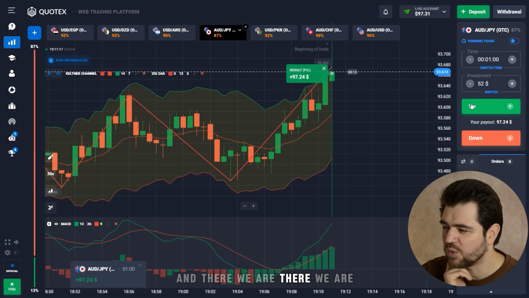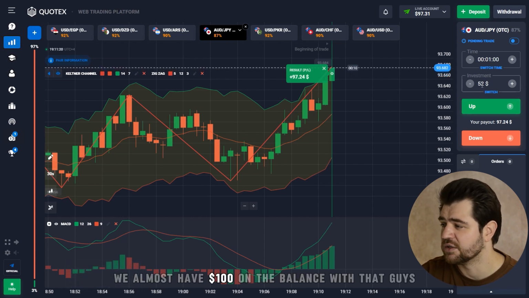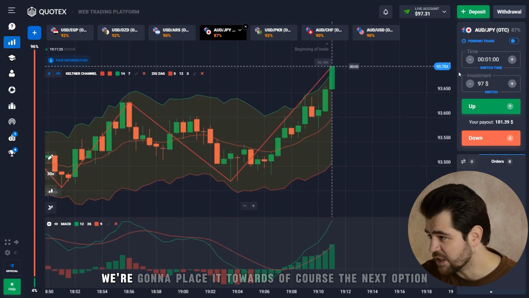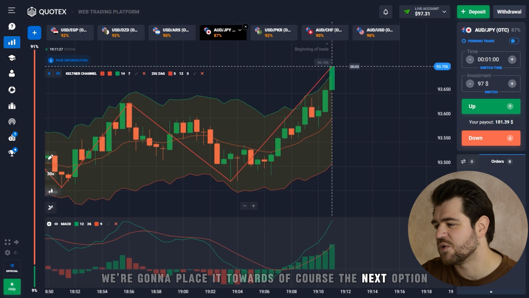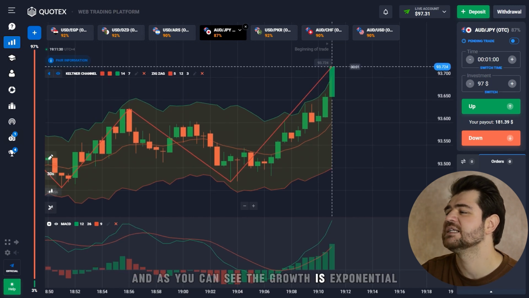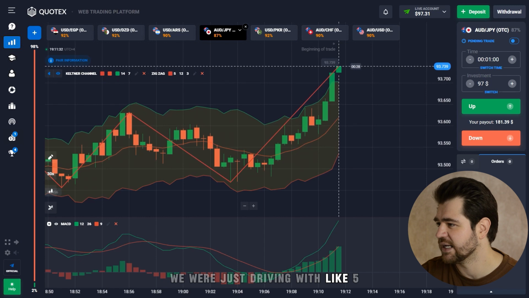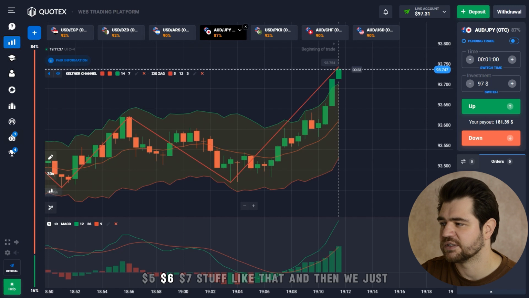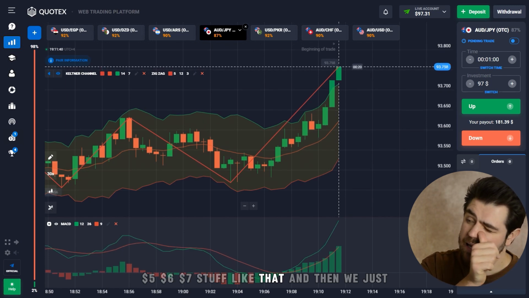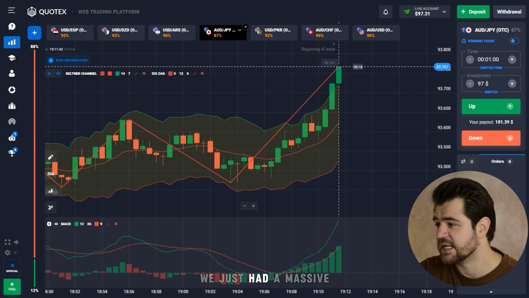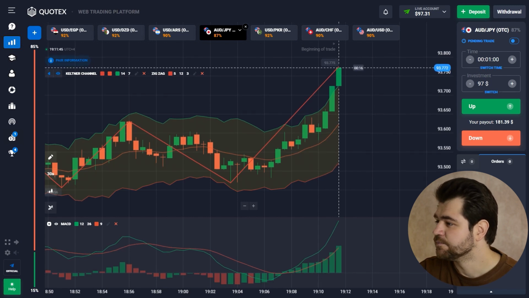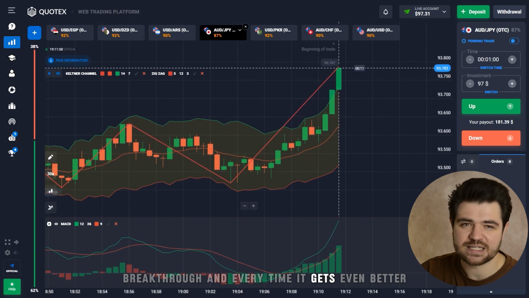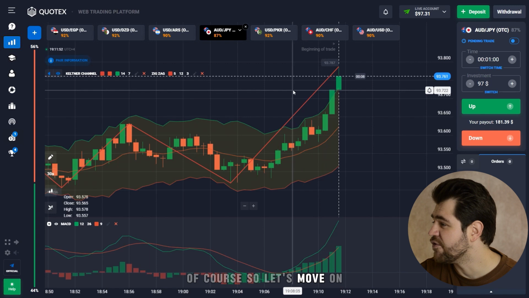And there we are. We almost have $100 on the balance with that, guys. $97 there. We're gonna place it towards the next option, and as you can see, the growth is exponential. We were just trading with like $5, $6, $7, stuff like that, and then we just had a massive breakthrough, and every time it gets even better, of course. So let's move on.